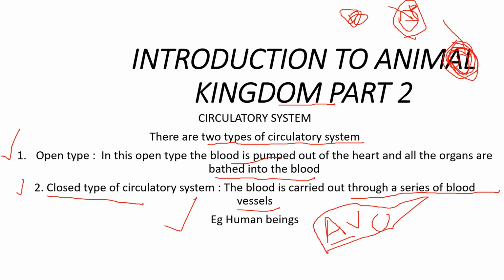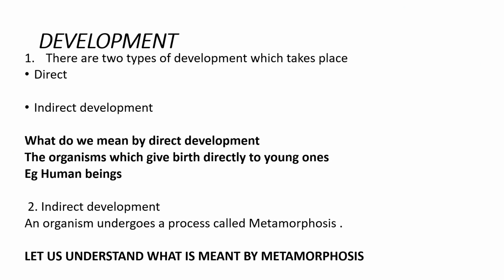The next one is development. So the next criteria is development. Animals are classified on the basis of development also. So what do we mean by development? There are two kinds of development mainly. The first one is direct development and the second one is indirect development.